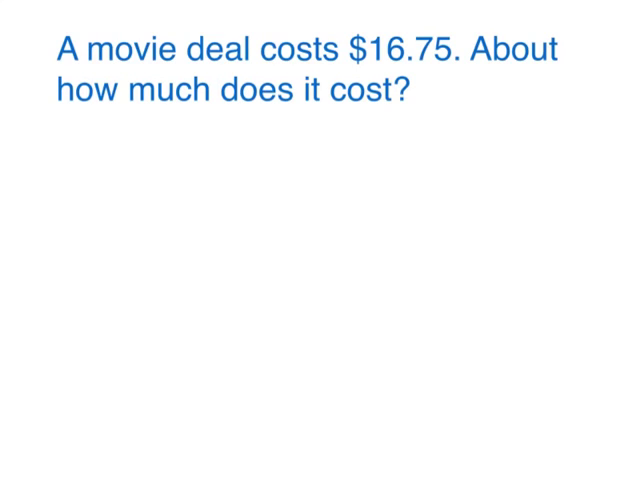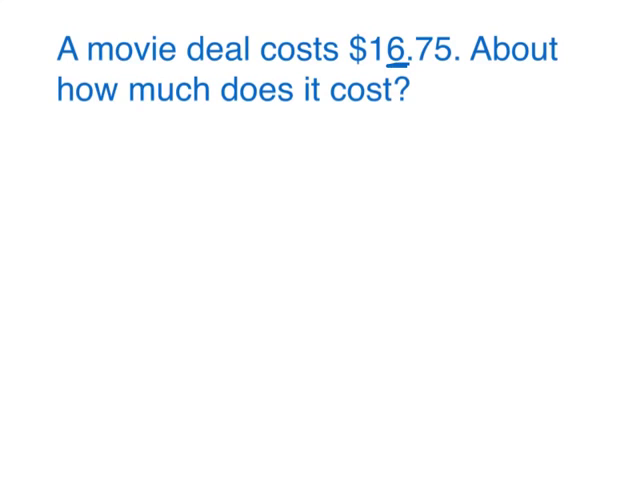Let's say you're going to the movies, and a movie deal, where you get tickets and popcorn, costs $16.75. About how much does it cost? This may be a situation where you just want a good guess of the amount of money it costs, so you can round to the nearest whole number to estimate. When I round to the nearest whole number, I'm rounding to the ones place.